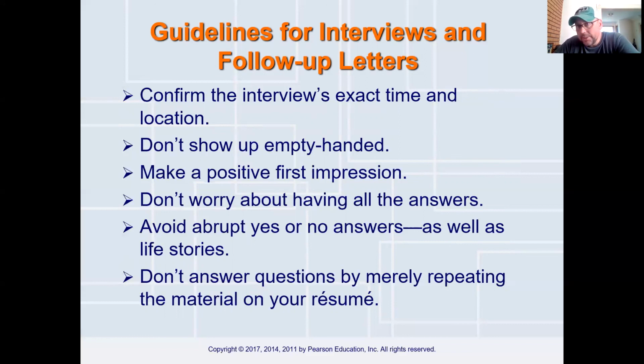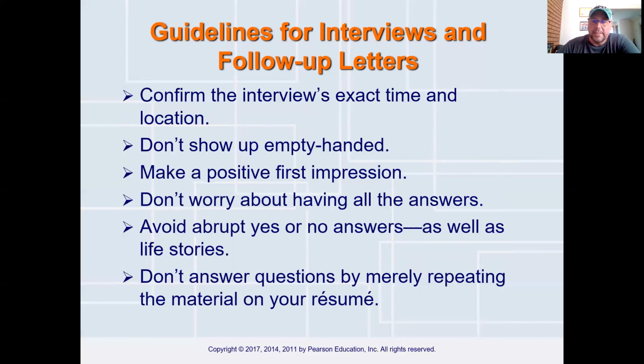Okay? But that said, don't have all the answers. They don't expect you to have all the answers. That's why this process happens. They want to see if you can think on your feet in most cases. So it's all about an impression, more or less, than it is on whether or not you are the most knowledgeable human on earth. Okay?